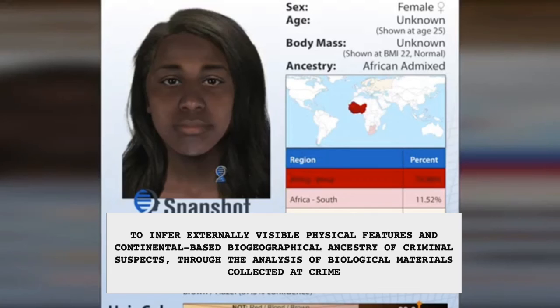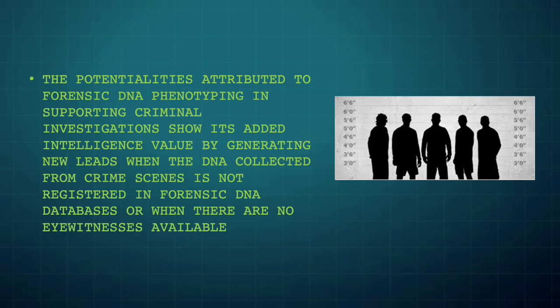It has been applied in various jurisdictions in a limited number of high-profile cases with the aim of providing intelligence for criminal investigation. The potentiality attributed to forensic DNA phenotyping in supporting criminal investigation shows its added intelligence value by generating new leads when the DNA collected from the crime scene is not registered in a forensic DNA database or when there are no eyewitnesses available. More particularly, forensic DNA phenotyping works by inferring to which group a particular individual might belong, thus clustering a group of people who share a set of characteristics and considering them a suspect population that can ease the finding of the suspect.